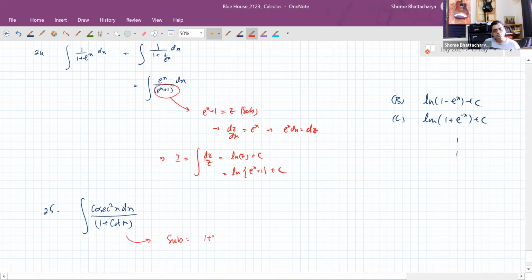If you substitute 1 plus cot x as z, then cosec square x dx will be substituted as minus dz. So your integral will become minus of dz by z, or minus ln z plus c, which you can also write as ln of 1 by z plus c, or whatever, and then substitute z again as 1 plus cot x. Okay.